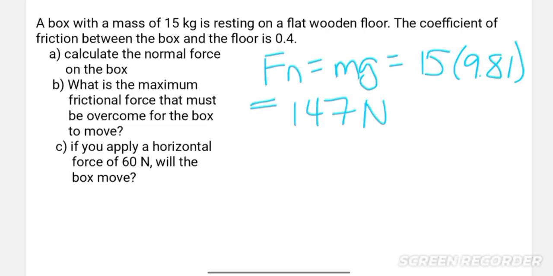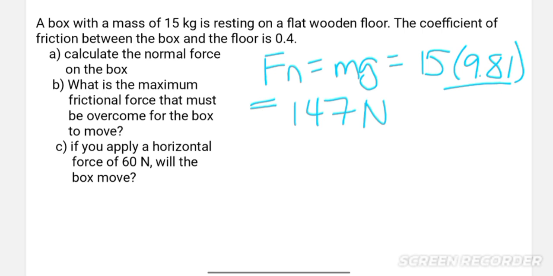Number one is very straightforward. You're just going to multiply the mass times gravity right here. Remember, we're using 9.81 for gravity in this curriculum, which is the American curriculum. So what is the maximum frictional force that must be overcome for the box to move?